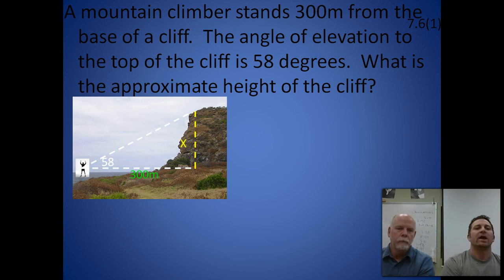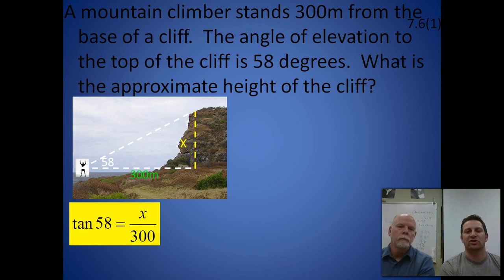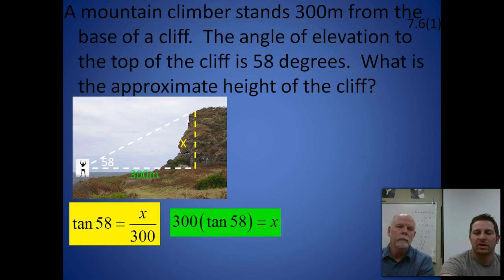Yes, there it is. Now we want to find the opposite side from that 58, but we have the adjacent. When we have opposite and adjacent, we want to use tangent, so we set up tan 58 equals x over 300. We have a proportion here, so we cross multiply and get 300 times tan 58. Then all you have to do is plug that into your calculator, and that cliff is approximately 480 feet high. Pretty simple stuff here, guys.